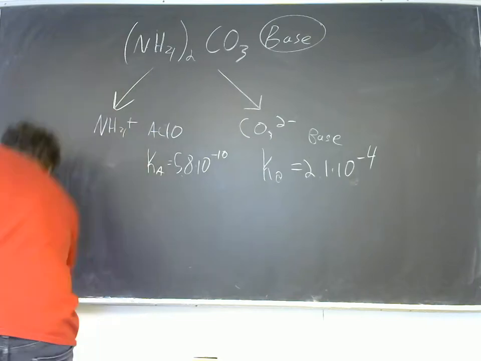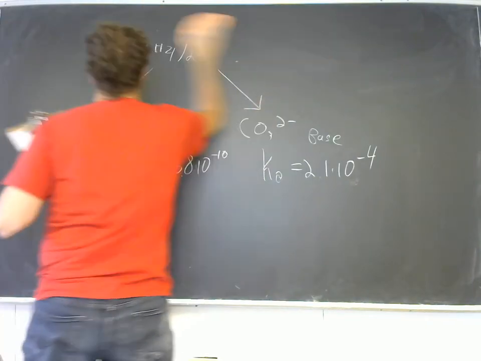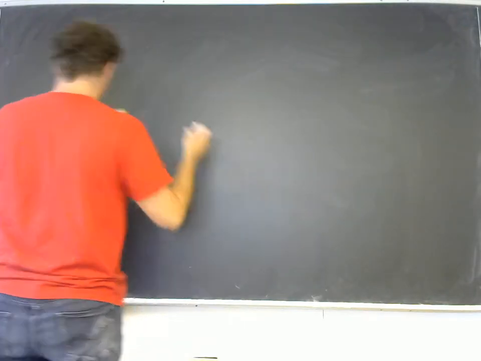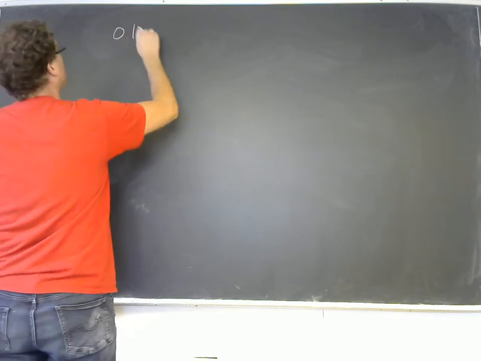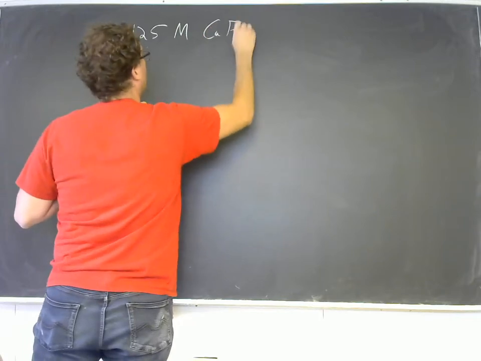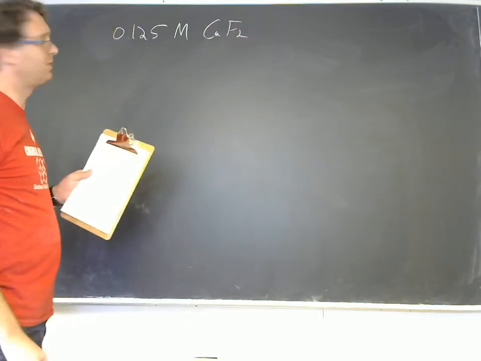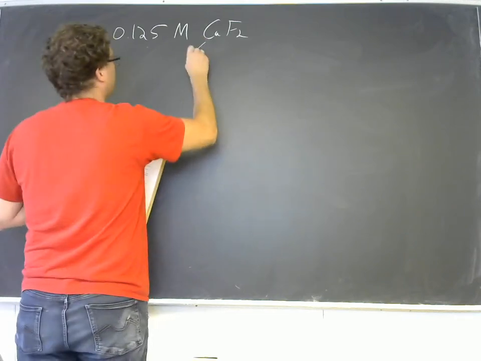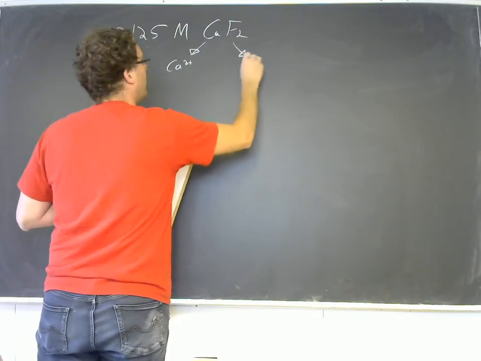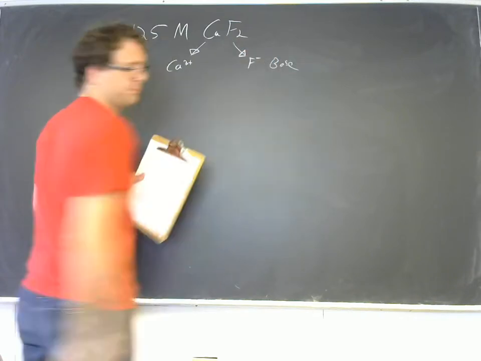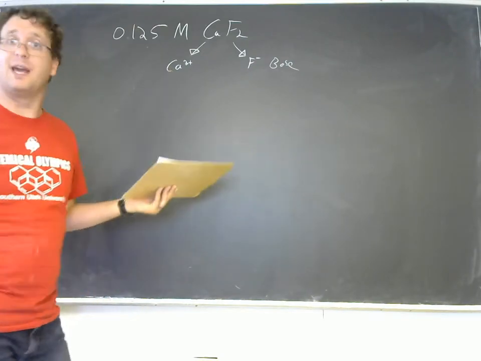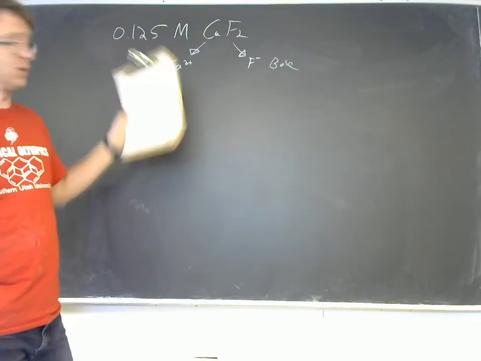Okay, now let's look at one last problem. Can we find the pH of a solution that is 0.125 molar in calcium fluoride? If I analyze this, I know that calcium 2+ is neutral, and F- is a base. So I know it's going to be basic, but if I give you some numbers here, can you work out what the pH will actually be for a solution with this concentration?